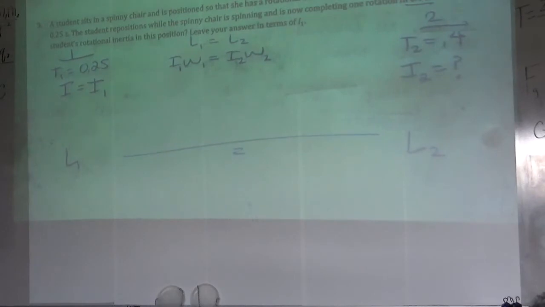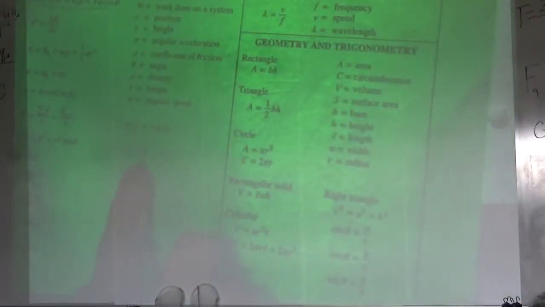So if L1 equals L2, I can use I omega for each of them. This is I1 omega 1, this is I2 omega 2, because L is given by I omega. I already know I1, and I'm looking for I2, so now it's just figuring out what my omega 1 is. If you look at your equation sheet, we were given the period T. T is 2 pi over omega, so when you rearrange, omega is 2 pi over T. So omega 1 is 2 pi over T1, which is 0.25. And omega 2 is 2 pi over T, but now T is 0.4.